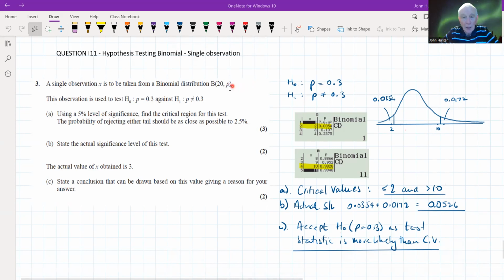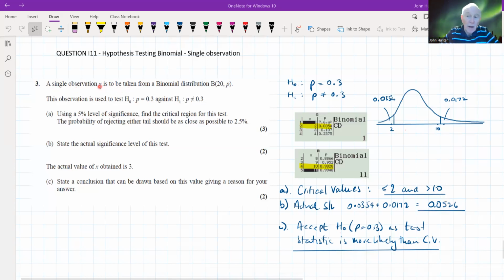Really not a great deal once you read on, because it says an observation is used to test this hypothesis. Well, of course, what we do is we have our hypothesis first, and then we do the test. So really, we should have hypothesized that the probability is 0.3 before we start on our test. So just watch out for things like this. It's meant to throw you, but it demonstrates a little bit of a skewed view of how the process should work. It also says a single observation X is to be taken. Unusual phraseology there, but quite valid.